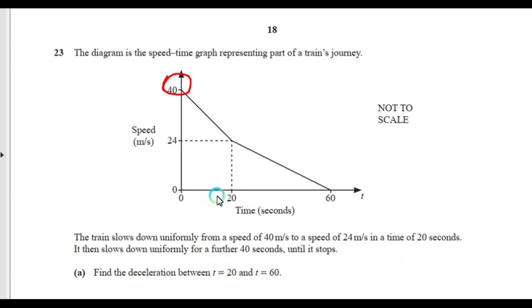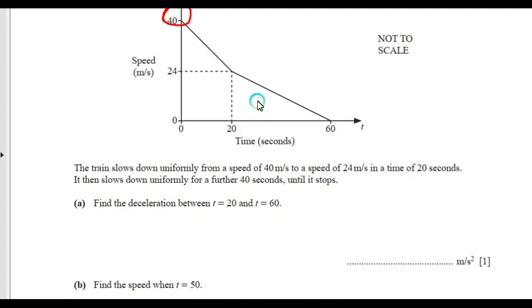and it takes 20 seconds, right? And then from 24 to 0 speed, the train stops at this point, and it takes 20 to 60, 40 seconds to stop from 24 to 0, right? Okay, so find the deceleration from 20 to 60.